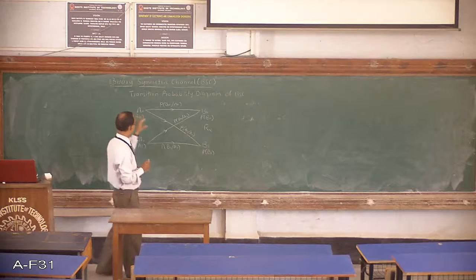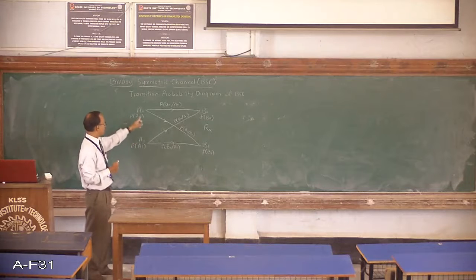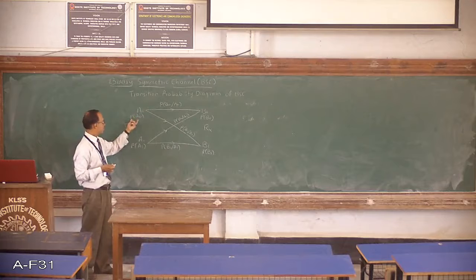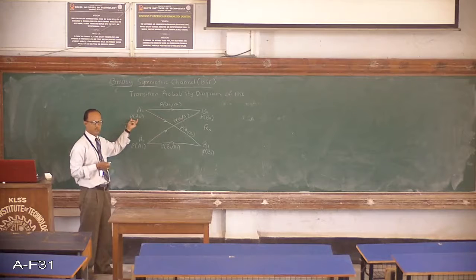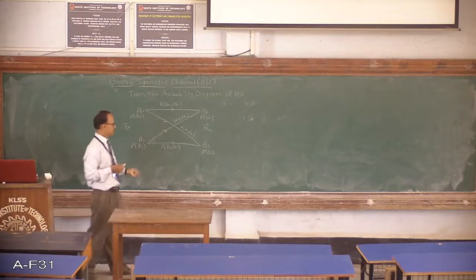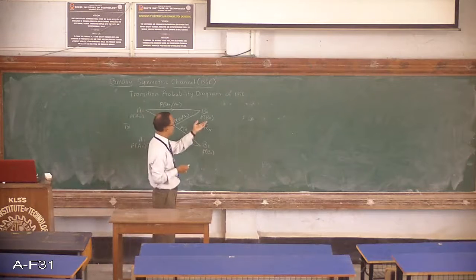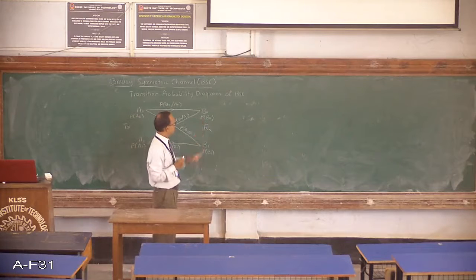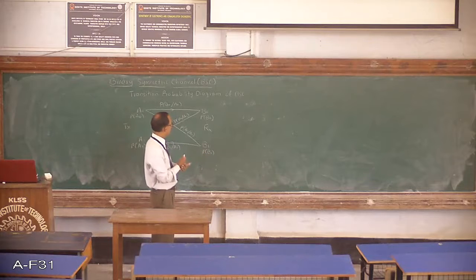Now all these events have their own probabilities. If a 0 is transmitted, with what probability it is transmitted is represented by P of A0. If a 1 is transmitted, with what probability, that is represented by P of A1. Similarly, if I receive a 0 at the receiver side, with what probability I may receive, that is represented by P of B0. Similarly, if I receive a 1 at the receiver side, with what probability I can receive that 1, that is represented by this P of B1.